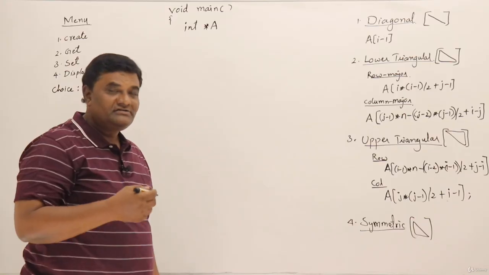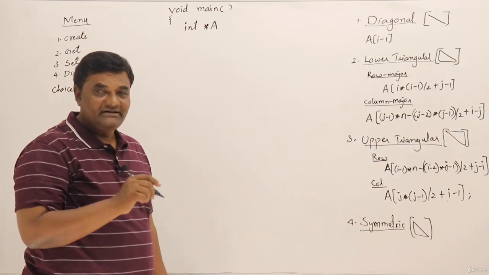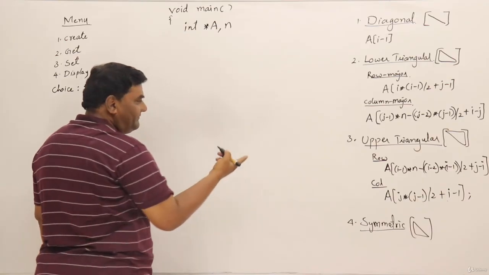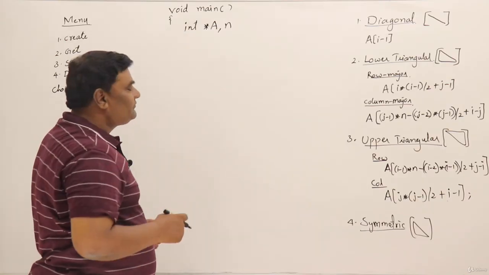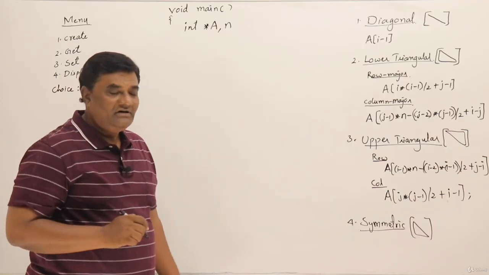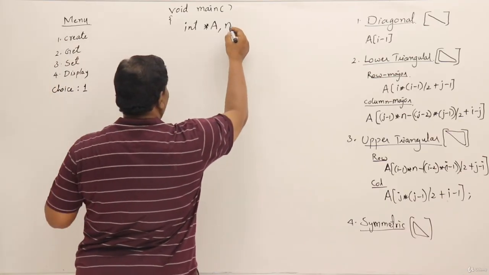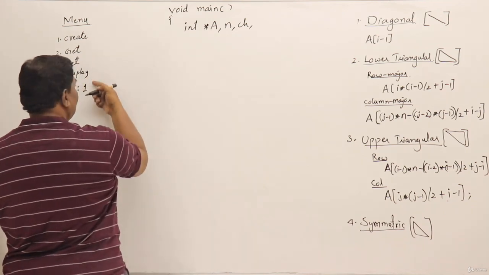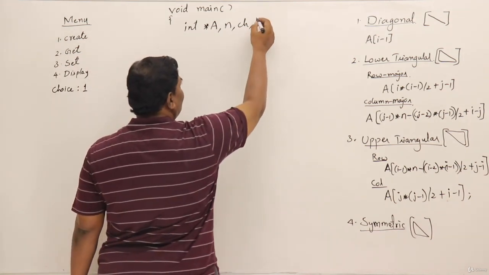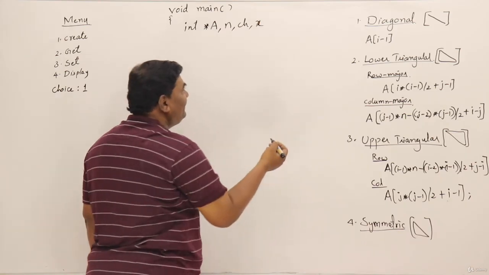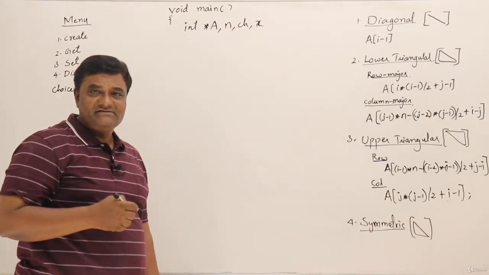So I'll take the dimension, then I will create an array dynamically. So I am taking a pointer. Then n is the dimension. A diagonal matrix is a square matrix, so we need n cross n, but just one value n is sufficient. Then for choice, I may need a variable ch, taking choice 1, 2, 3 or 4. Then maybe one more extra variable x for reading the value, if at all required.